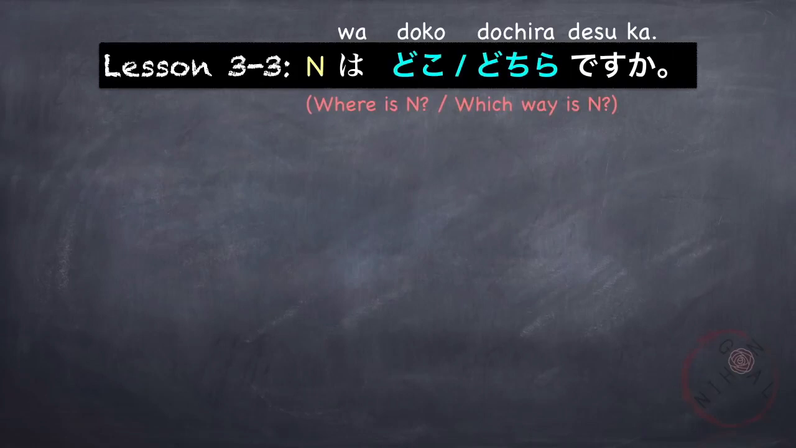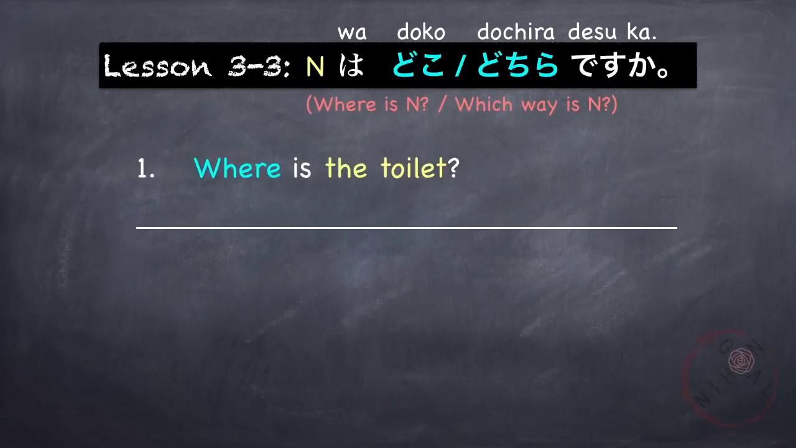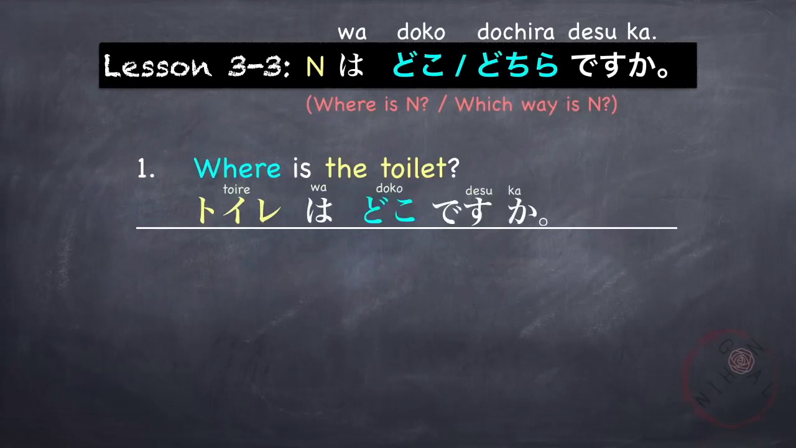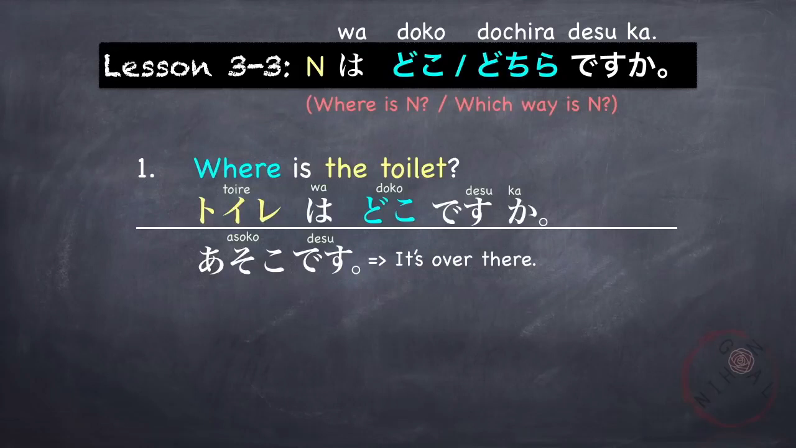For example, where is the toilet? Let's use the N1 wa doko or dochira desu ka pattern. N is toilet. Toire. Toire wa doko desu ka? Asoko desu. It's over there. So you don't have to repeat toire wa asoko desu. You just say asoko desu. It's over there.